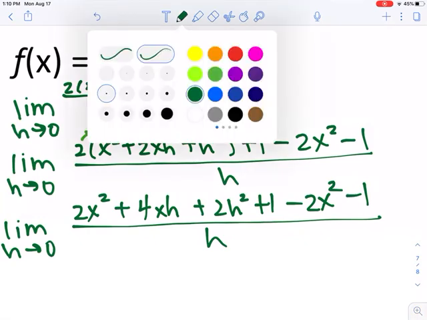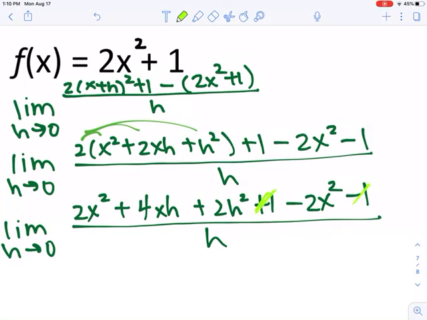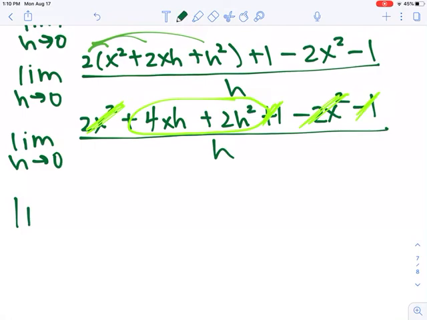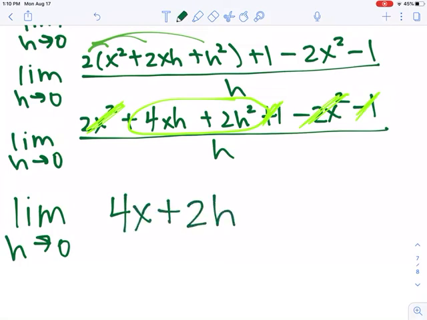Now here's the fun part. We know that the 1's cancel. We can see that the 2x squareds cancel. And what we have left, we see they both have an h in common, so we can factor that out and cancel it with the denominator. So we are left with the limit as h approaches 0 of 4x plus 2h.